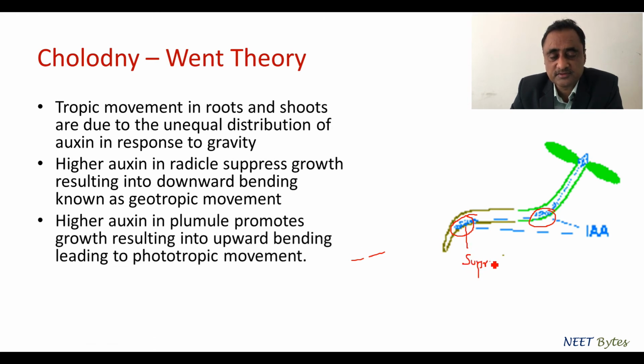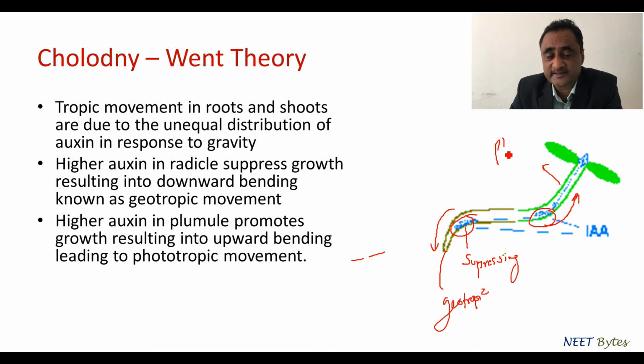So here it is suppressing growth. When the growth is suppressed, what will happen? It will have a downward bending, and this is what we call geotropic. But on the contrary, auxin in the plumule at higher concentration is going to promote growth. So that's why it is going to have upward bending like this. So this is actually called a phototropic movement, right? So the theory explains the phototropic and geotropic movement.